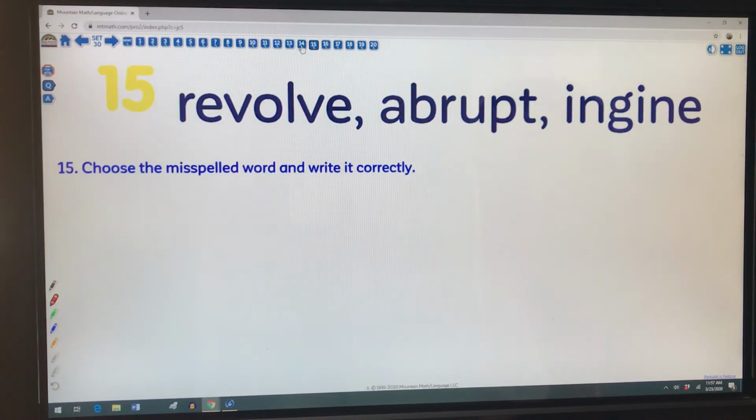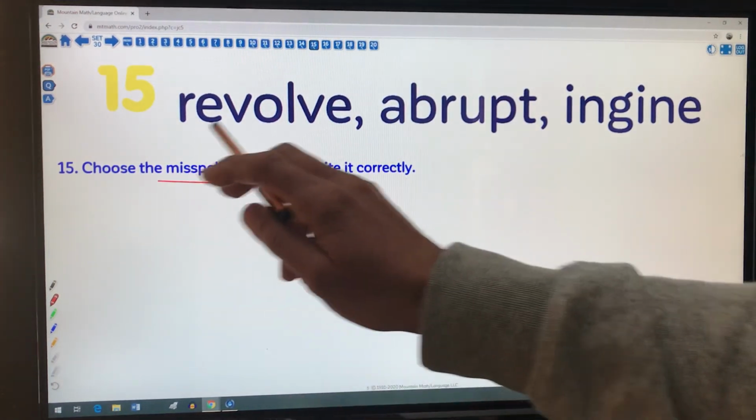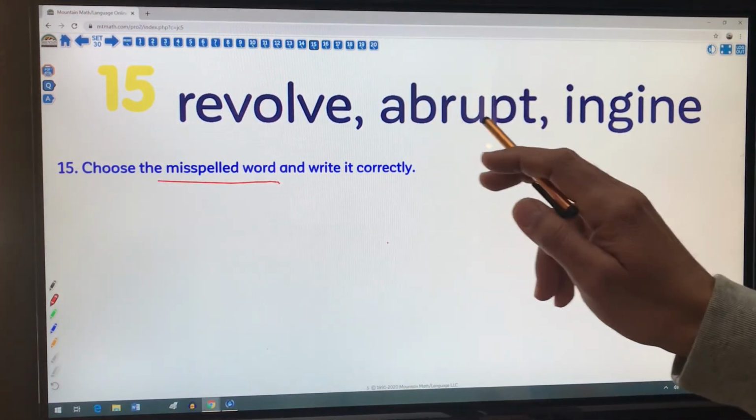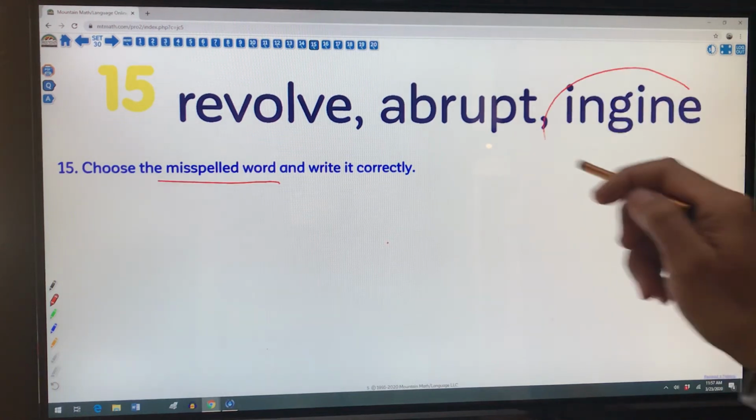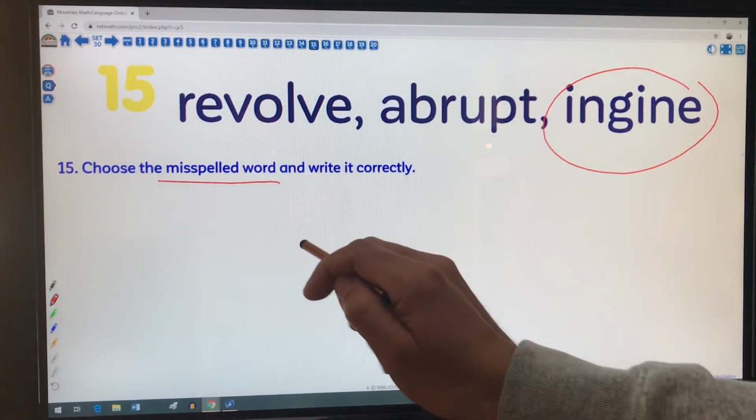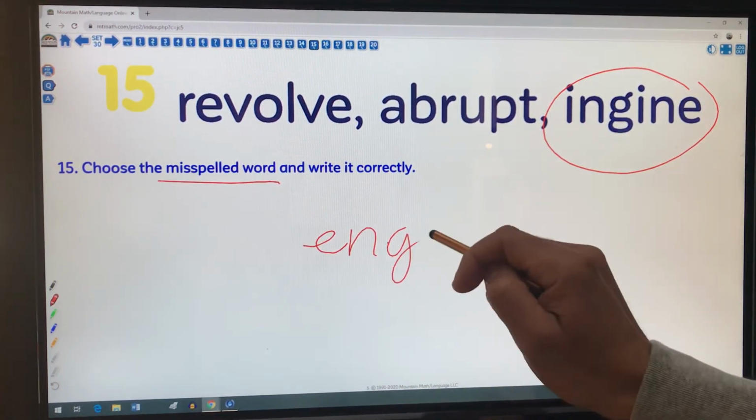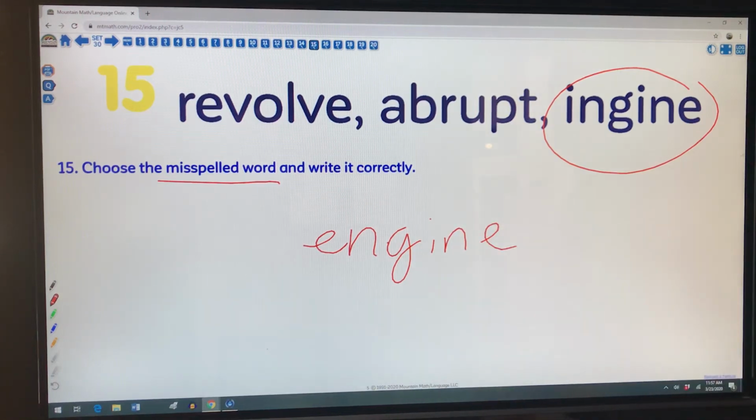Number 15, revolve, abrupt, engine. Misspelled word. So, checking this, that looks good. Abrupt looks good. This issue here with engine, okay? Now that "in" doesn't make the sound I want, so engine, it's E-N-G-I-N-E.